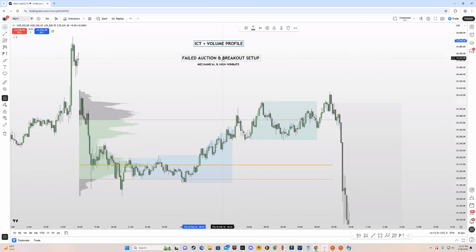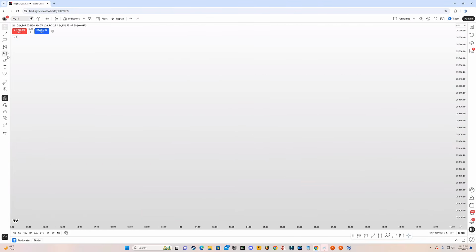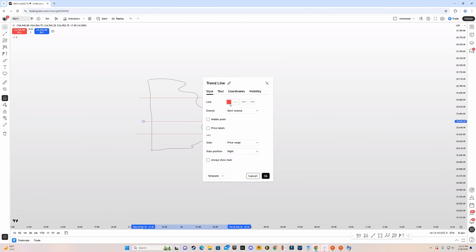Now, a simple way, okay, to identify failed auction. And what is failed auction? So for example, I'm going to go over here. And let's say that we have a volume profile, something like this. Okay. We have the value area high, value area low. And let's say that this is the POC. And let's just mark this orange. Okay.